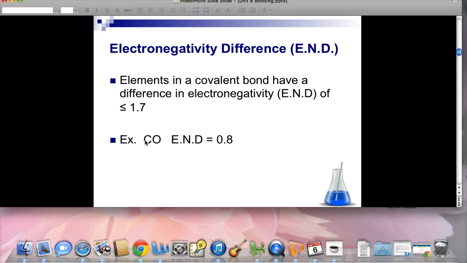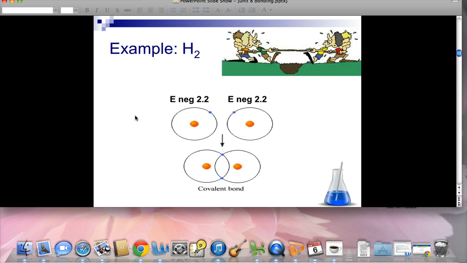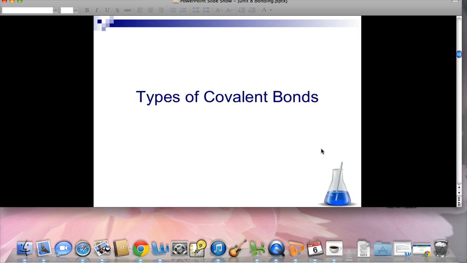So if we were to look at carbon and oxygen's electronegativity, you'll notice that the difference is only 0.8, which is less than 1.7, so it will be a covalent bond. Here's an example, and this is for hydrogen. Each hydrogen atom has 1 valence electron, but if they come together and share their electrons, now they both have the stable outer s orbital, and they have the configuration of helium.